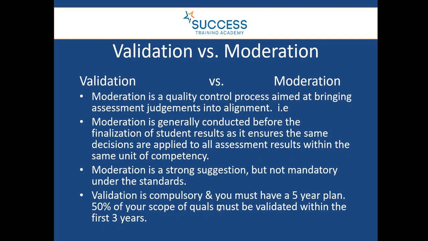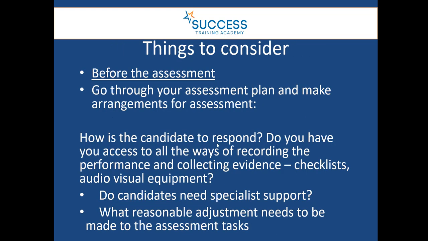Okay. Validation is compulsory and you must have a 5-year plan for it. 50% of your scope of qualifications must be validated within the first 3 years. So what that means is if you're an RTO and you are teaching a number of courses, 50% of your courses must be validated within the first 3 years. Okay. Things to consider before the assessment: go through your assessment plan and make arrangements for assessment. How is the candidate to respond? Do you have access to all the ways of recording the performance and collecting evidence, checklists, audio, visual equipment, and things like that?